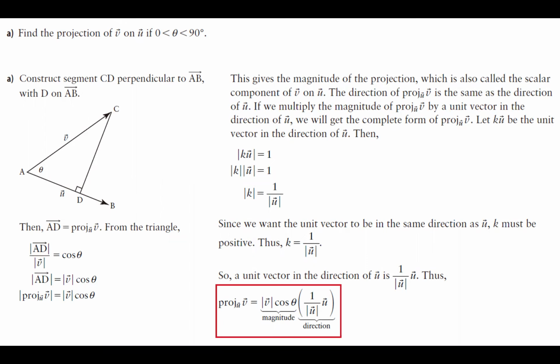Well, this gives the magnitude of the projection, which is also called the scalar component of vector V on vector U. The direction of the projection is the same as the direction of U. If we multiply the magnitude of a projection by a unit vector in the direction of U, we will get a complete form of the projection, right? So we can let KU be the unit vector in the direction of U.